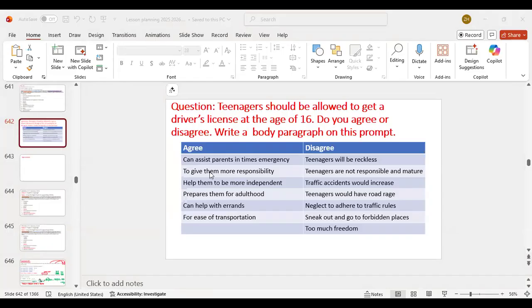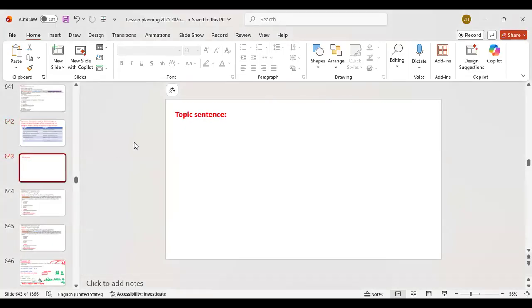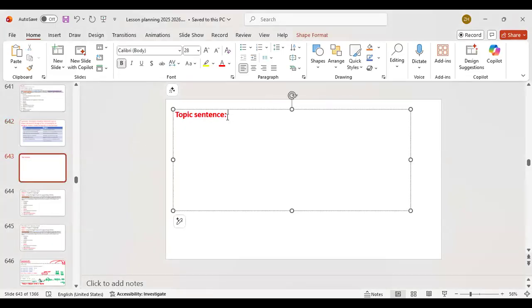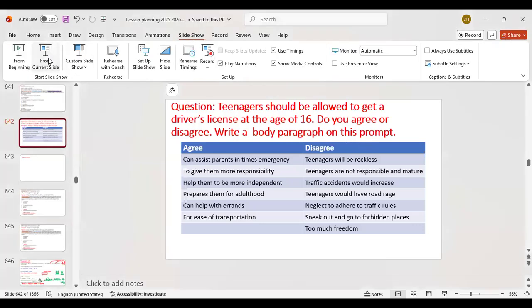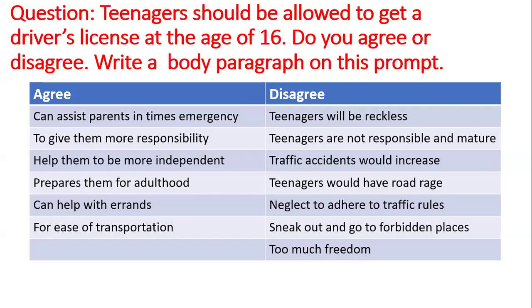So with the topic sentence, the topic sentence is going to be based on what your prompt says. Teenagers should be allowed to get a driver's license. Do you agree or disagree? Write a first body paragraph on this prompt. We're not writing a full-blown essay, right? You have to pick either disagree or agree and stay on that topic.